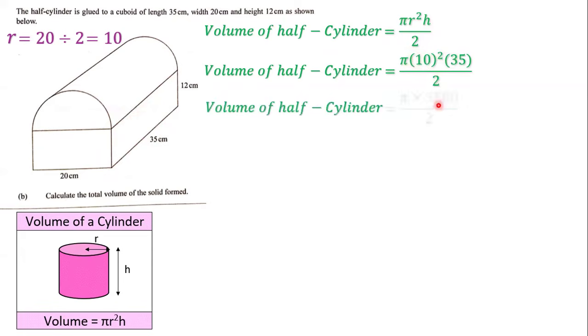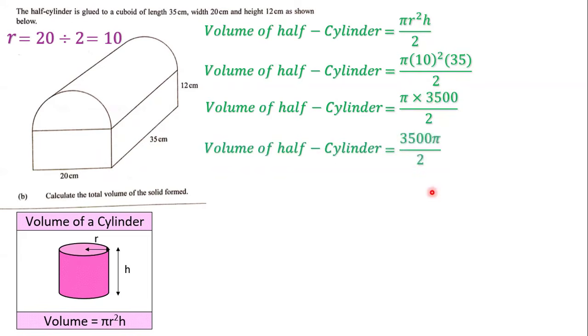Then 10 squared times 35 is 3,500. So we have pi times 3,500 all over 2. That means the volume of the half cylinder is 3,500 pi all over 2, and 3,500 pi all over 2 is 1,750 pi. That's the volume of the half cylinder.